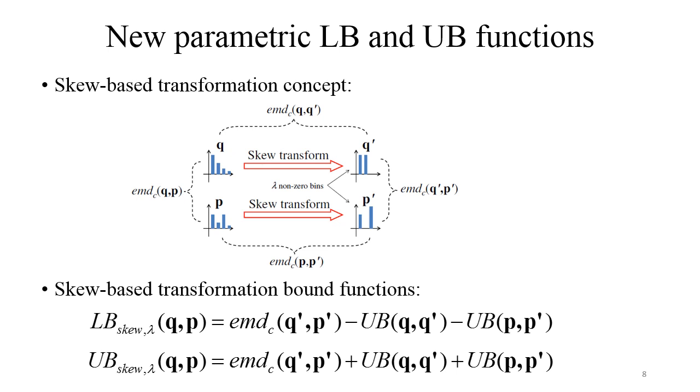Based on the triangle inequality, we can obtain these proper parametric lower and upper bounds, which are LB skew and UB skew respectively. Here, we will discuss how to obtain these UBQQ' and UBPP' efficiently.